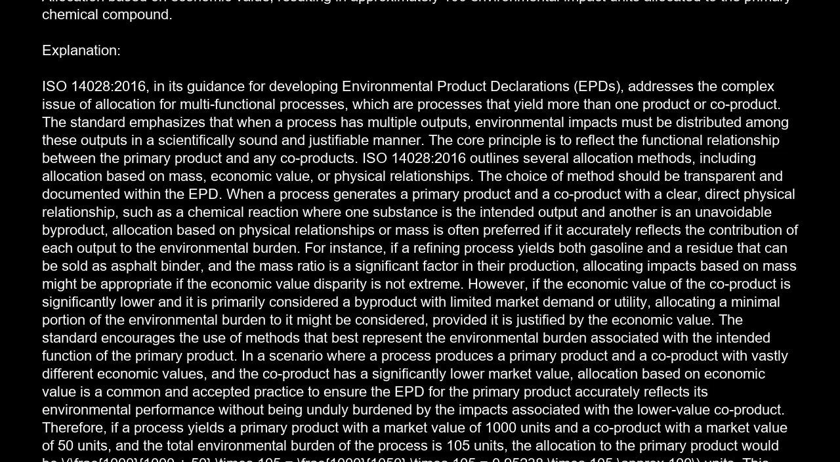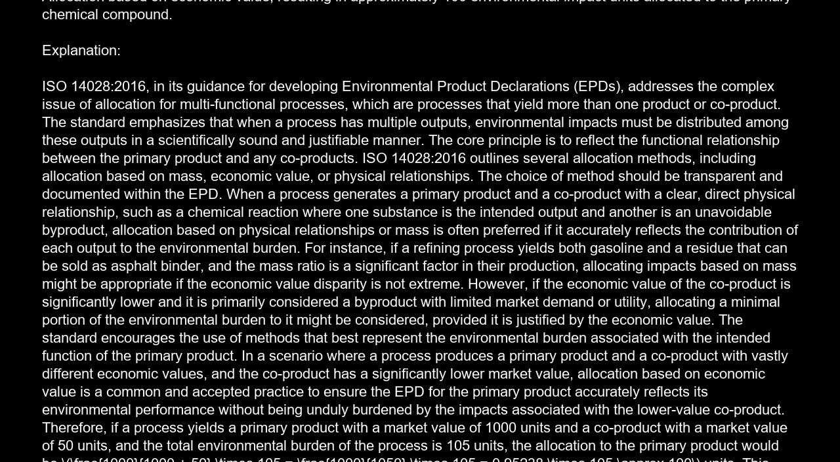The correct answer is D. Allocation based on economic value, resulting in approximately 100 environmental impact units allocated to the primary chemical compound. Explanation. ISO 14028-2016, in its guidance for developing environmental product declarations, EPD, addresses the complex issue of allocation for multifunctional processes, which are processes that yield more than one product or co-product. The standard emphasizes that when a process has multiple outputs, environmental impacts must be distributed among these outputs in a scientifically sound and justifiable manner.